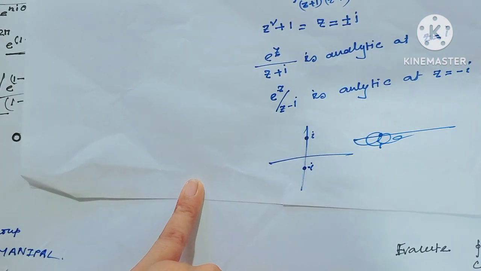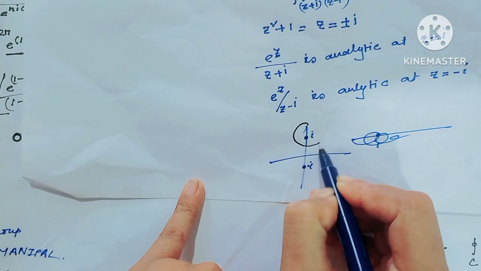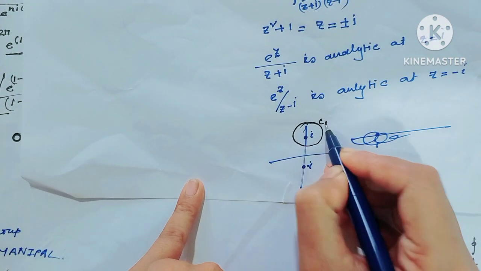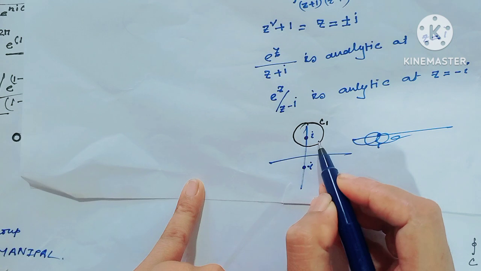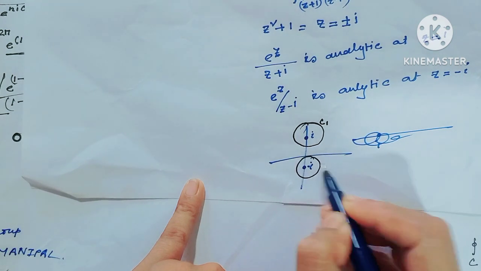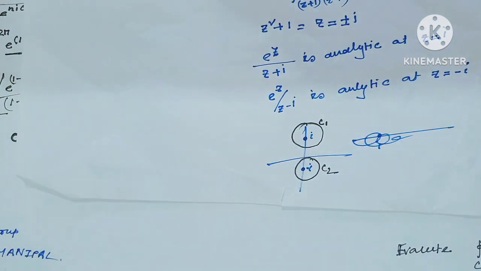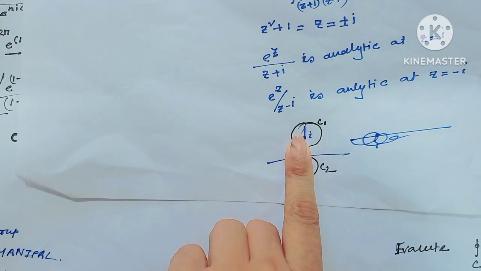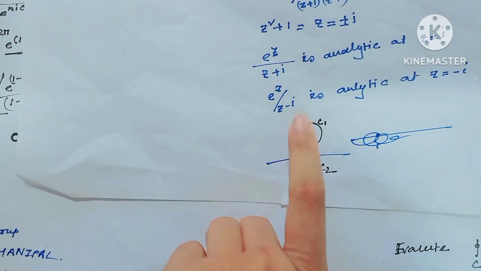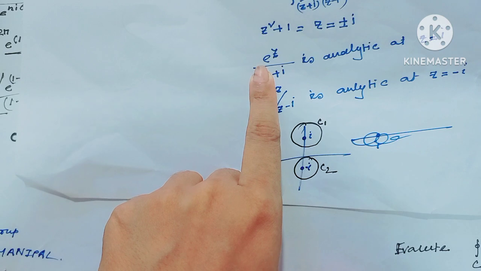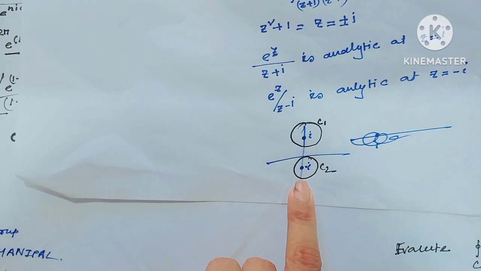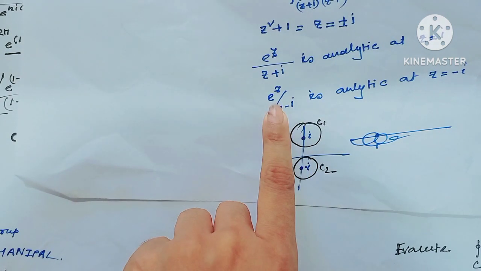Consider this is the contour C1 and this is the contour C2. In C1 this function is analytic, and in C2 this function is analytic.